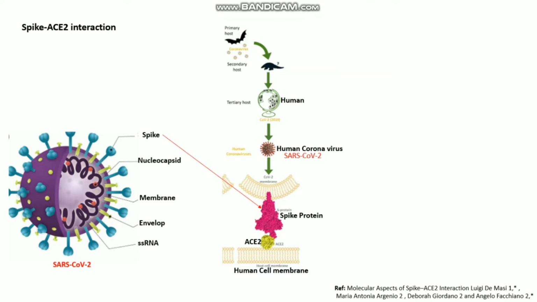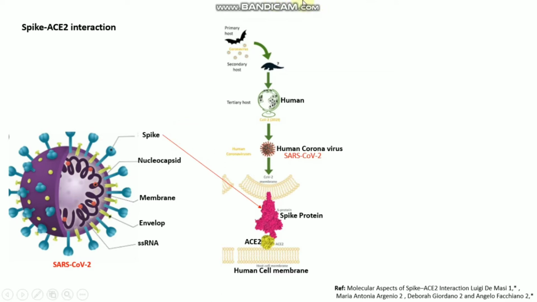In this tutorial video, I'll discuss the spike and ACE2 interaction. Basically, I'll discuss mainly the Spike-ACE2 interaction in crystal structure form using PyMOL. But before that, just have a quick look at how this kind of spike and ACE2 interaction occurs. For that, you have to look at this schematic diagram.